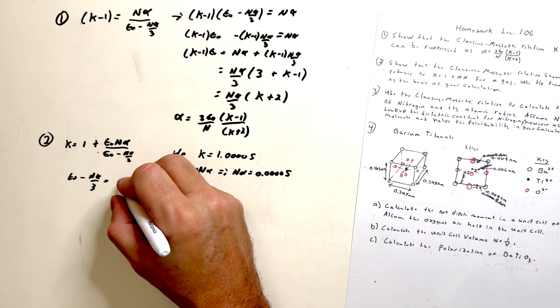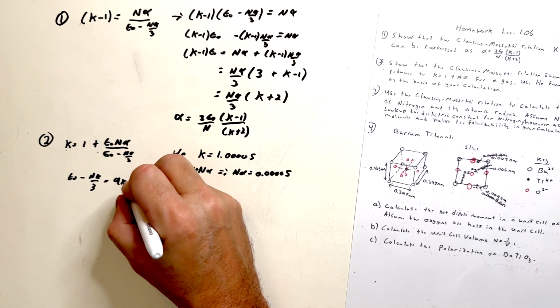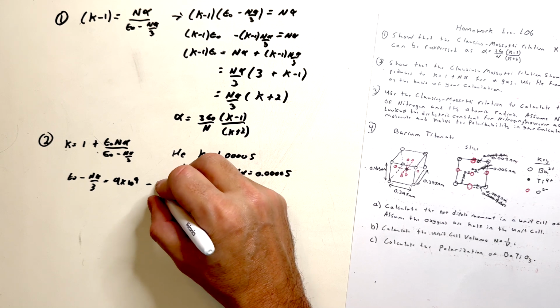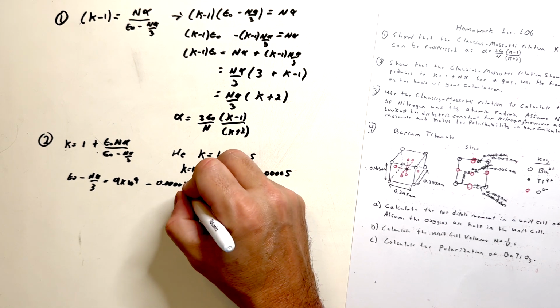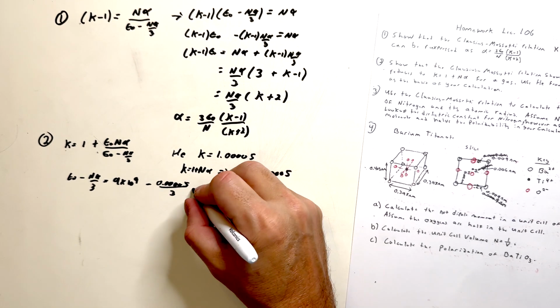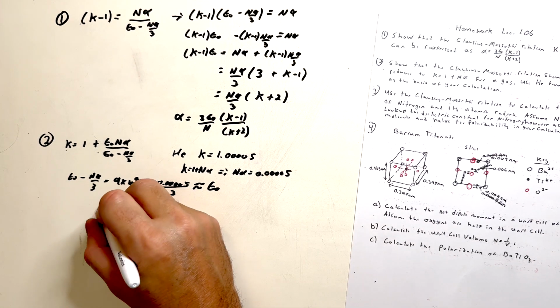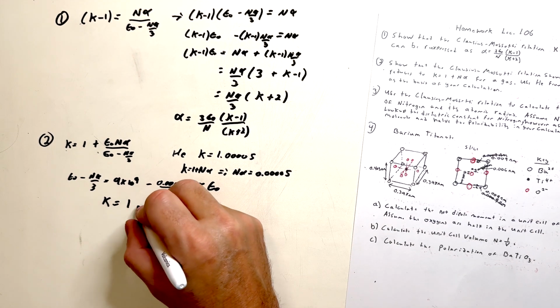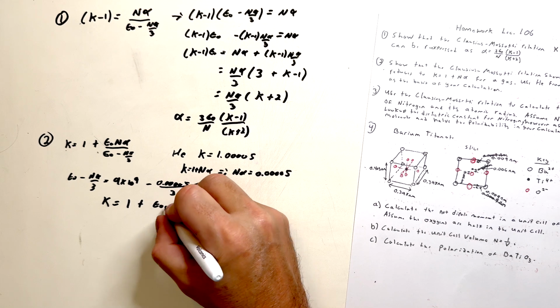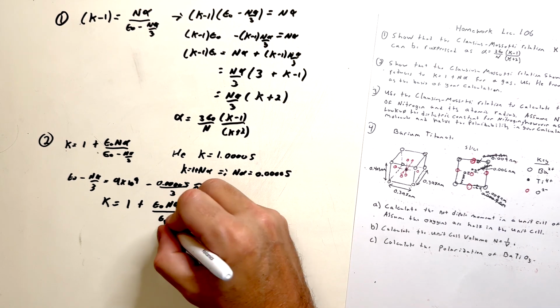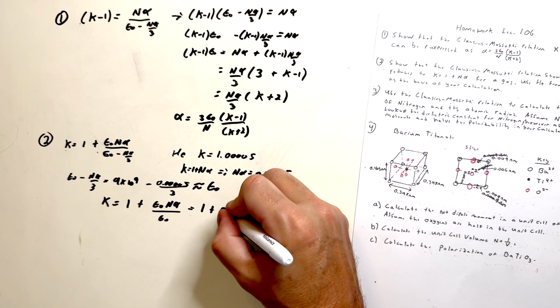be equal to, well, epsilon naught is a huge number. It's 9 times 10 to the 9. So 9 times 10 to the 9 minus a really small number divided by 3 is approximately still just equal to epsilon naught. Well, if that's the case, then kappa will be equal to 1 plus epsilon naught n alpha divided by epsilon naught, which is just equal to 1 plus n alpha.